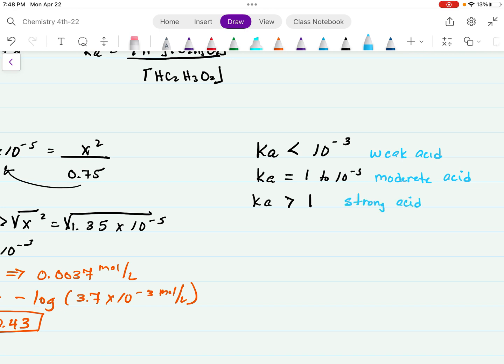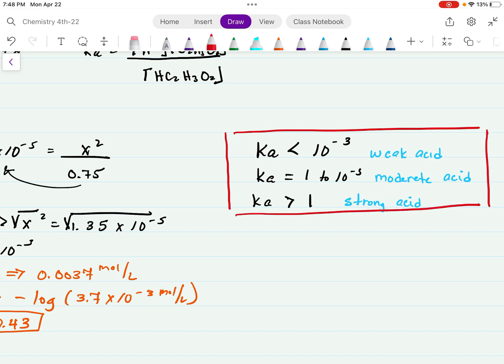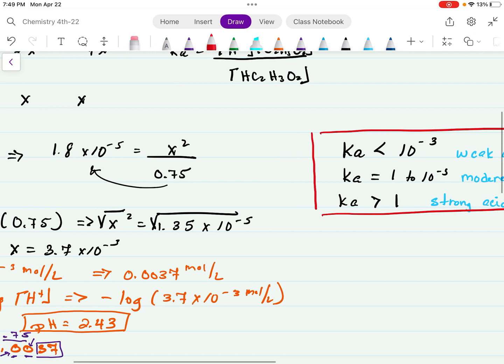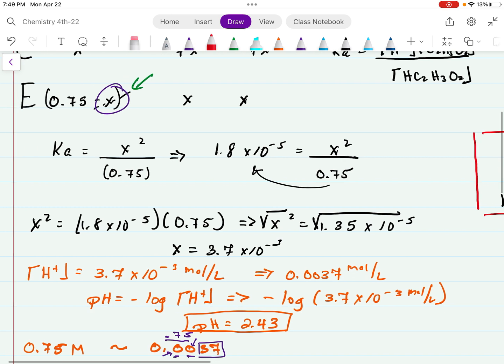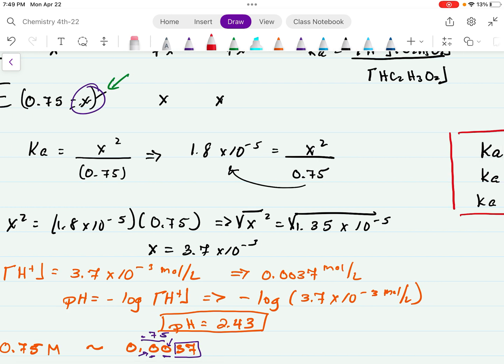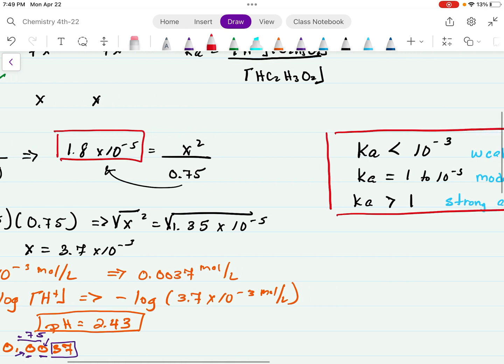Okay, so if you're given a Ka for a particular acid, and the question is asking something along the lines of, well, is this considered a weak or a strong acid? You simply have to look at the Ka values, and that'll give you a quick reference to determine whether it's a weak or a strong acid. Now, here the Ka for acetic acid is here. So you can clearly see that this is much smaller than 10 to the negative 3. So yes, acetic acid is considered a weak acid, and you can tell by this rule here. Okay?